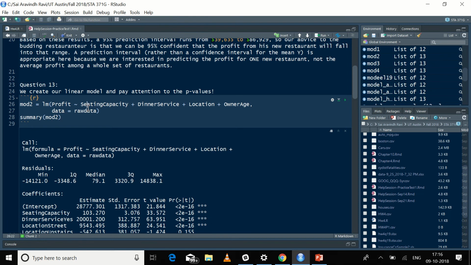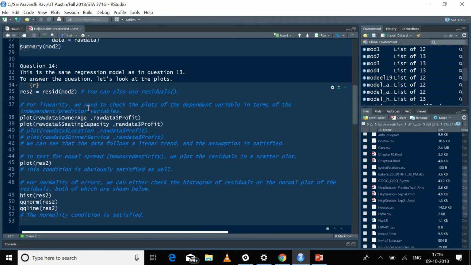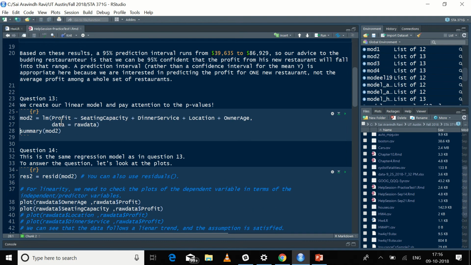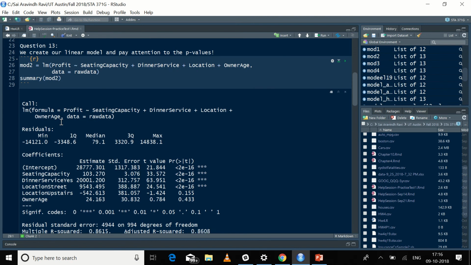Okay, so I'm building another model that predicts profit from the other four predictor variables, referencing the data again. It's run. And I'm printing the summary of that model. You can see from the screen that location upstairs and owner age, these two variables, are not significant at the 95% level. The p-values there are 0.155 and 0.433, and they do not have any stars next to them, which means that they're not significant.